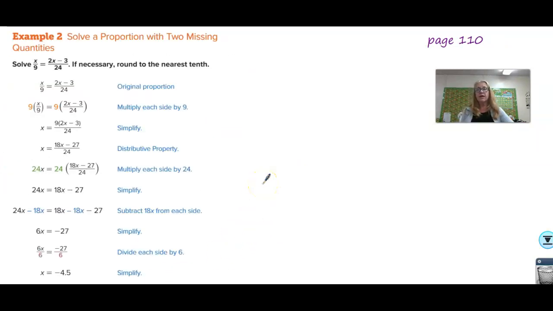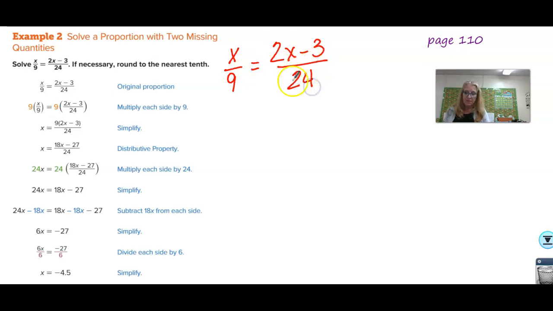All right, so here we're getting a little more complicated. They know you've already learned to solve equations with the variables on both sides. So now once you cross multiply, you're going to have variables on both sides. All right, so I'll rewrite this one. x over 9 is equal to 2x minus 3 over 24. When we cross multiply, we go 24 times x is 24x. And on the right-hand side, we're going to have 9 times 2x minus 3.